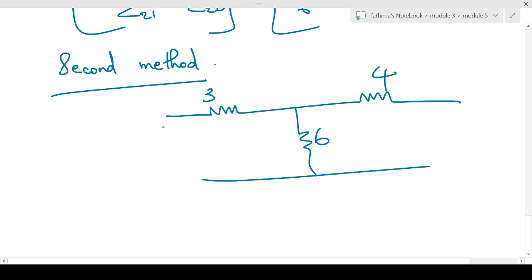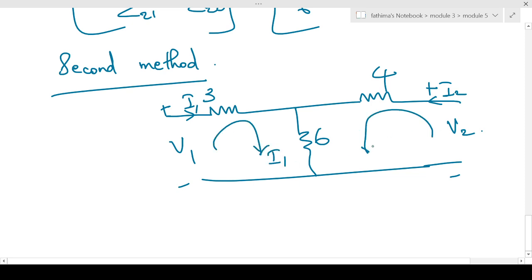So what we are going to do is, this is V1. The voltage at the output port is V2. Now we are going to consider this current. So this current is I1 and this current is I2. So I am taking this current in the counterclockwise direction. So this is I2. So we can write KVL equations for the first and the second mesh.